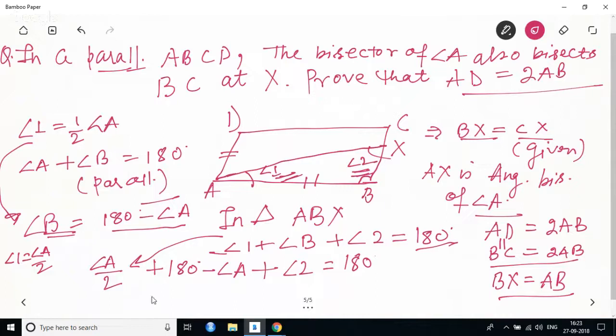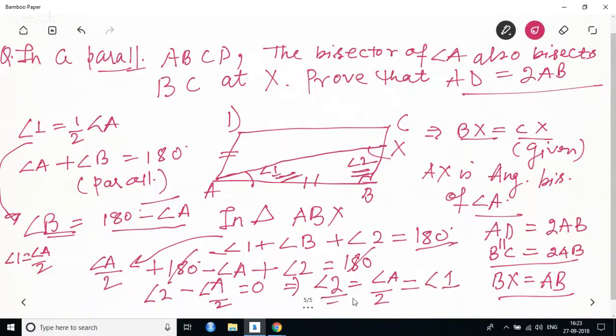So try to understand here. What I write is this: 180 and 180 cancel. Now I have angle 2 and A by 2 minus angle A is minus angle A by 2. That is equal to 0. So angle 2 is equal to angle A by 2 and angle 1 is also equal to angle A by 2. So see here I have proved that angle 2 is equal to angle 1.